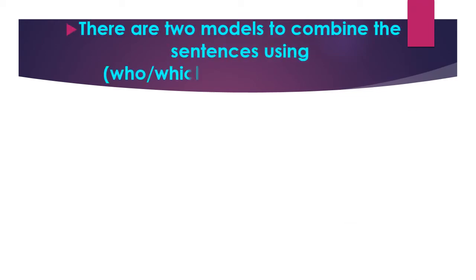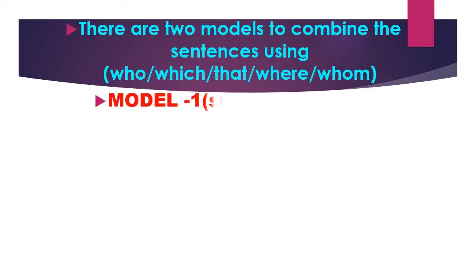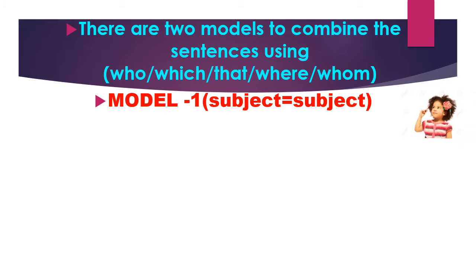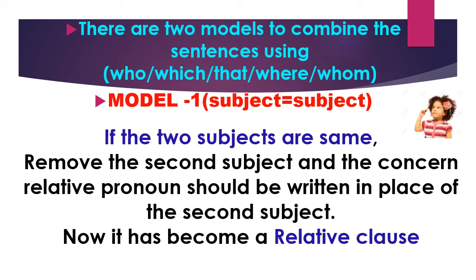There are two models to combine the sentences using who or which or that or where or whom. Model 1, subject is equal to subject type. If the two subjects are same, remove the second subject and the concerned relative pronoun should be written in place of the second subject. Now it has become a relative clause.